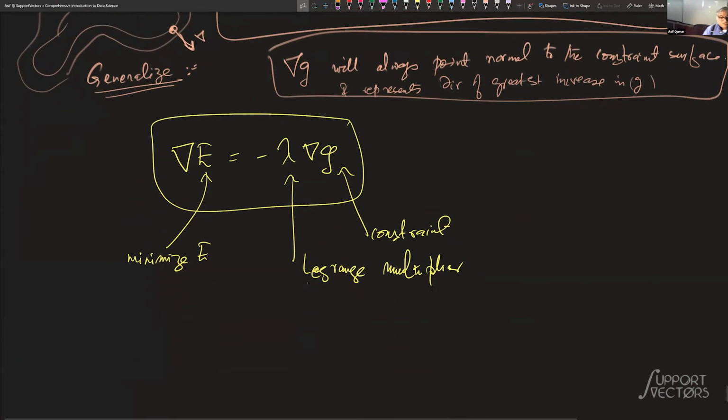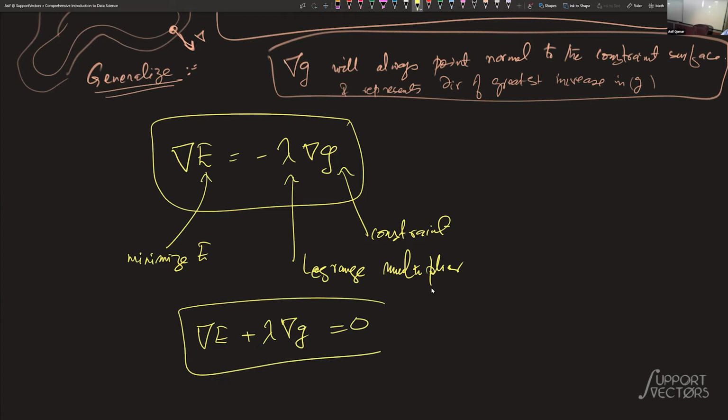Lagrange multiplier. Now this equation, I'll write it in a slightly different way. And now the rest of it is just the gradient of E plus lambda gradient of G is equal to 0. Can I just rewrite it like this? Right. And now from this we can conclude that gradient of E plus lambda G is equal to 0. So what are we trying to do?